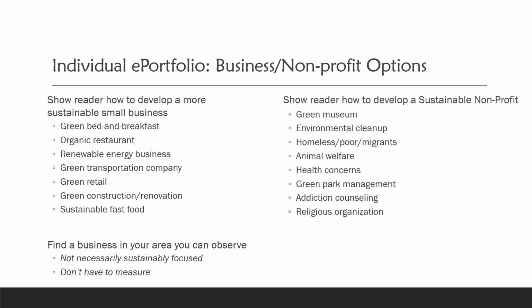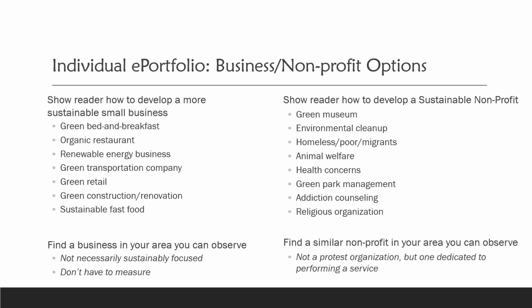Now, remember, if you choose a nonprofit, you are also writing your blogs to show the reader how to develop a sustainable nonprofit. Here are some ideas: a green museum, an environmental cleanup, homeless, poor, migrants, animal welfare, health concerns, green park management, addiction counseling, and religious organizations. All of those are possibilities for your sustainable nonprofit.